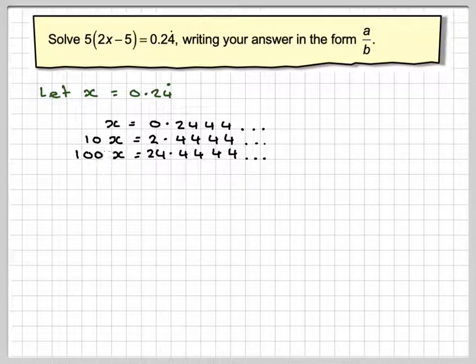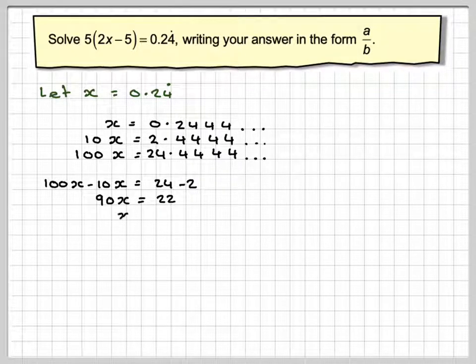Therefore, to work this out, we need to do 100x minus 10x is going to be equal to 24 minus 2. So that means 90x is equal to 22, and therefore x will be 22 over 90. And as x was 0.24 recurring, then 0.24 recurring will be 22 over 90, or cancelled down to 11 over 45.